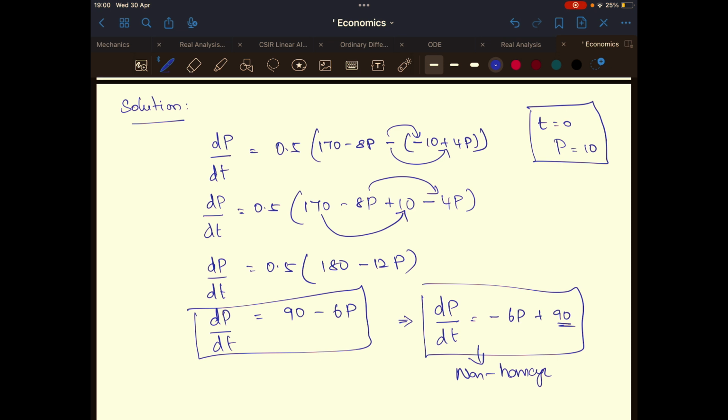Then you proceed. How do you know? Find CF and PI. This is for your homework. Please do it, please complete it. And then find the definite solution. Please don't forget to find the definite solution.